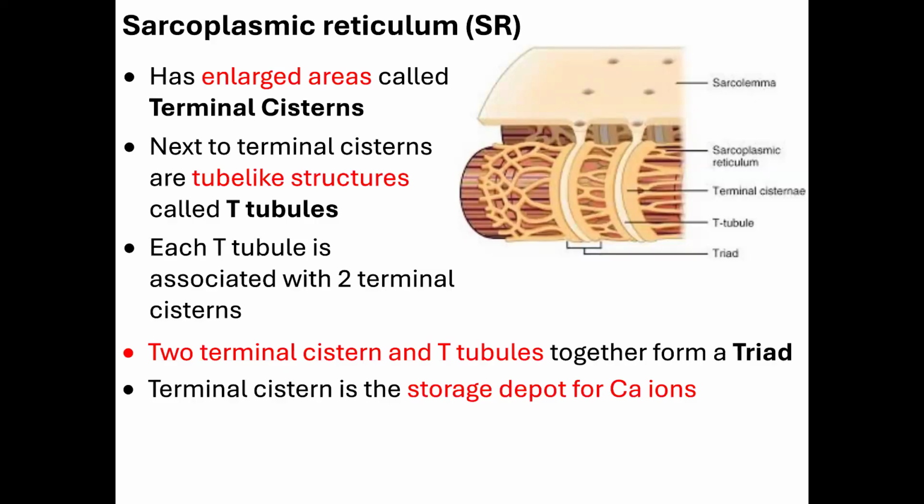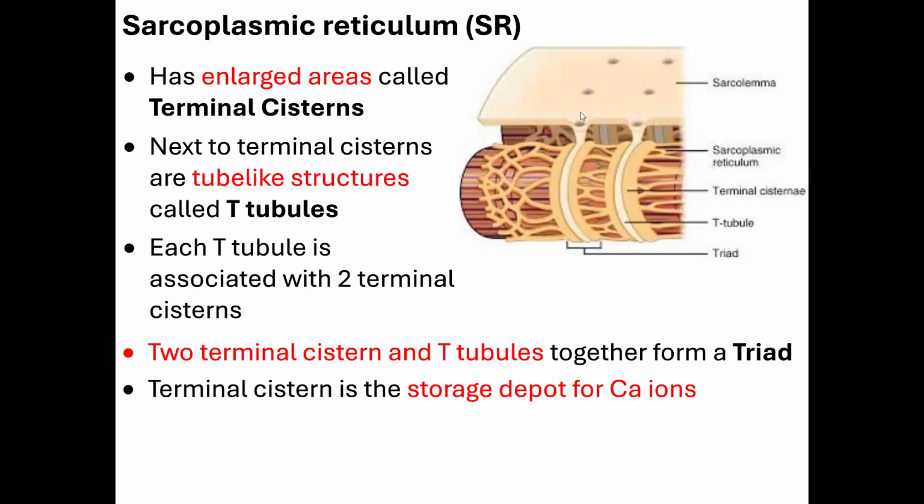And the purpose of this is to hold the calcium. So if you look at the structure, next to the terminal cistern, which is the enlarged sarcoplasmic reticulum, there is a tube-like structure which is called the T-tubule.